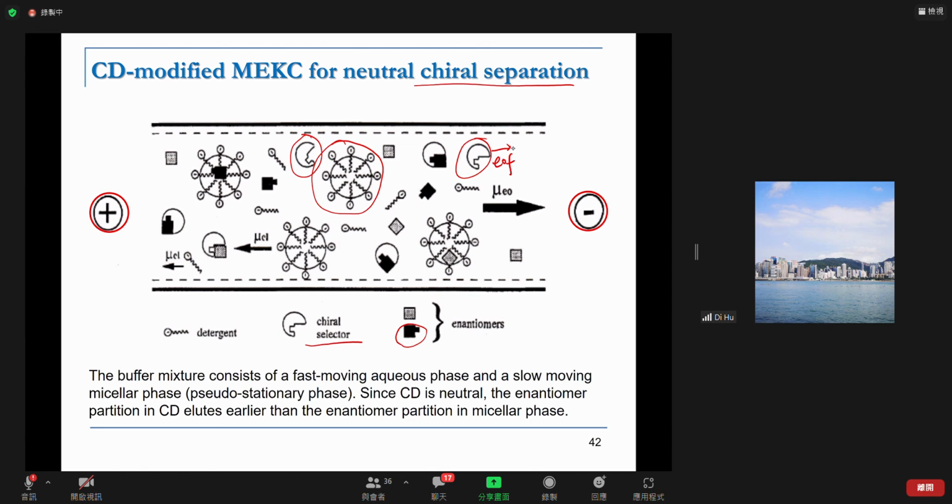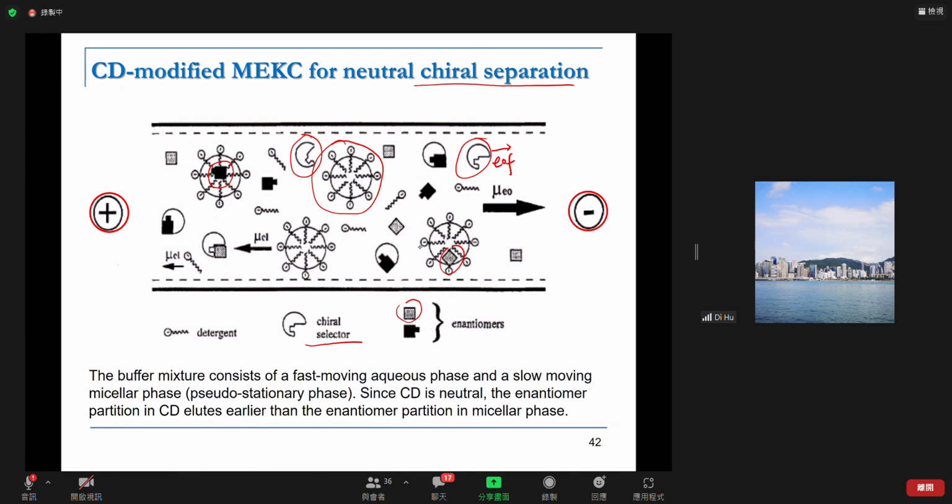So it's migrating at much slower velocity than the EOF, right? Okay, so therefore the analyte, which is the black one, incorporates into the ionic micelle. Oh no, this one is covered into the CD. So the analytes that incorporate into the micelle will then travel at a different velocity from the EOF, right?